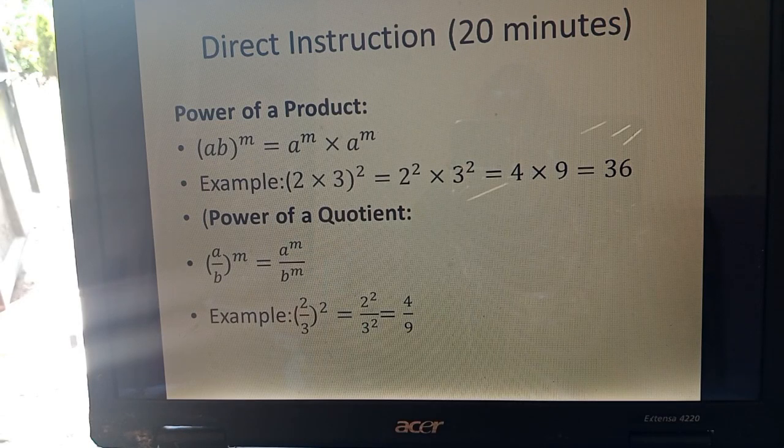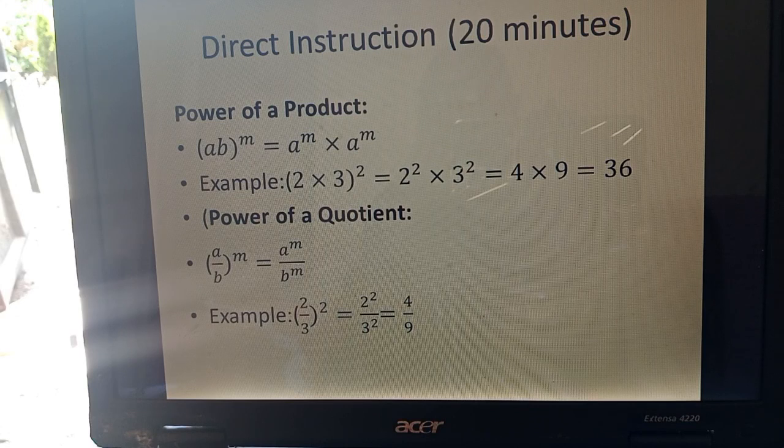The next law is power over product, where you have ab, which is a product, raised to m, equals a raised to m times b raised to m. So you distribute the m to each of the values of the product. Therefore we have something like 2 times 3, bracket squared, which is equal to 2 squared times 3 squared. 2 squared is 4, and 3 squared is 9. When you multiply them, you get 36.